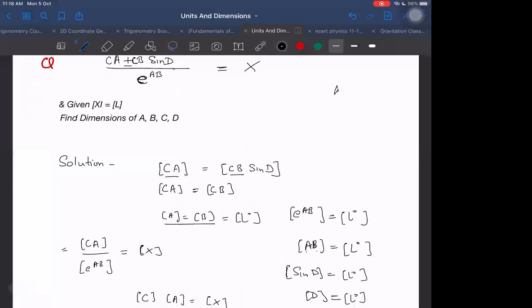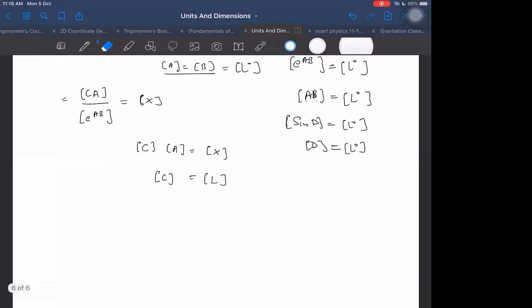Then this may also happen that A and B may have dimensions of time. If I say A by B, it may be of time also. We don't know what it is. Then C into A will be L. Then C may become meter per second also. So many things can happen. Okay. Right.